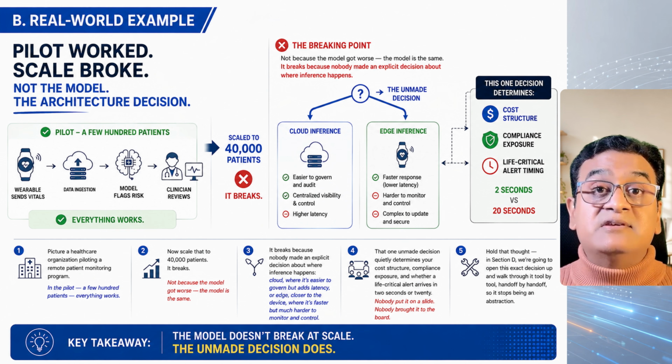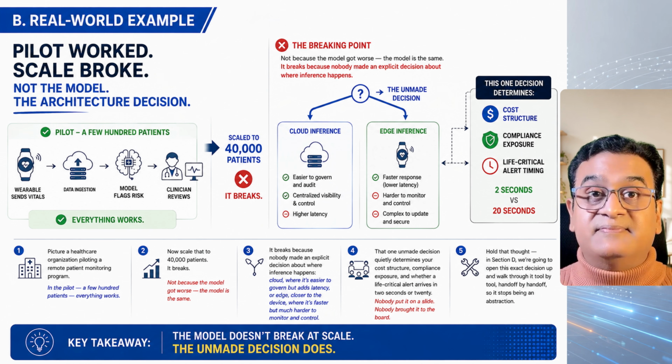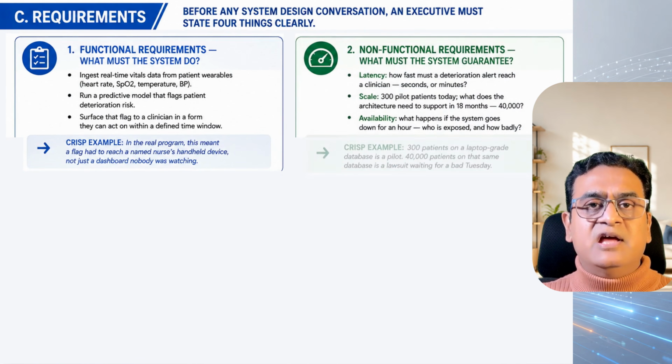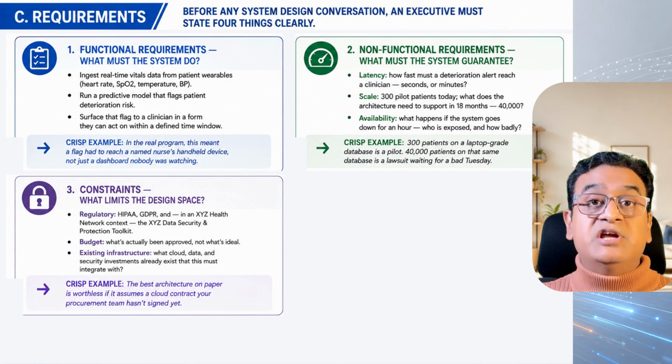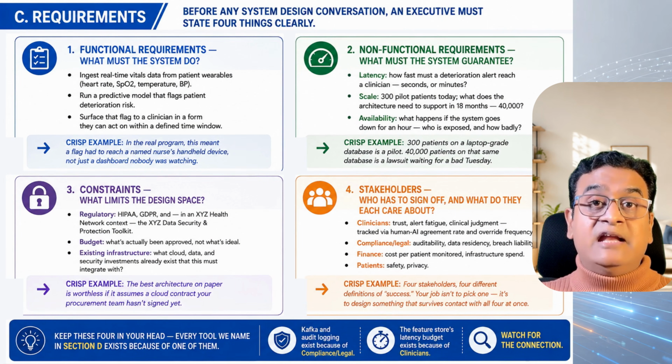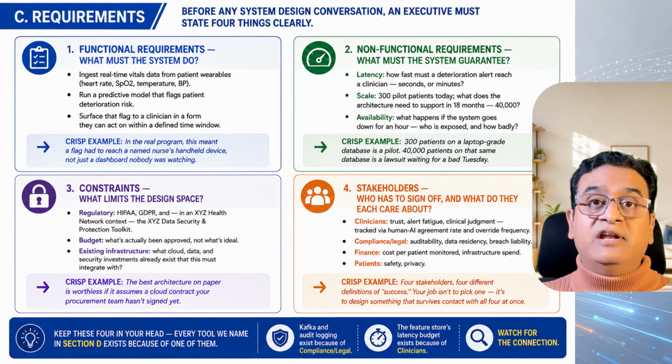The key takeaway in this particular section is: the model doesn't break at scale. The unmade decision does. Now, let's move on to our next section, that is requirements. Before any system design conversation, an executive needs to be able to state four things clearly. This is the same discipline a system design interview would demand of an engineer. You are doing the executive version of it.